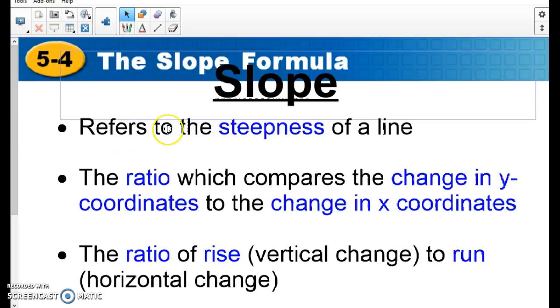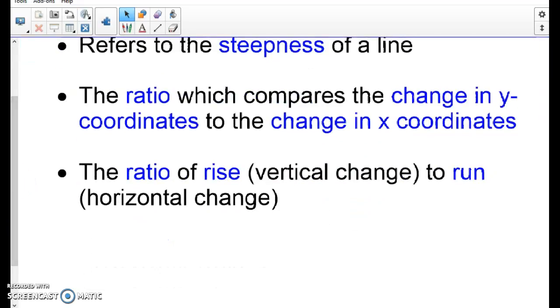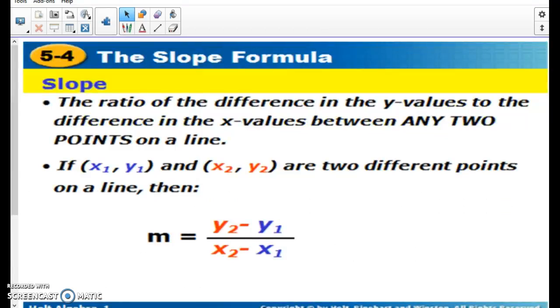So remember, slope refers to the steepness of the line, and the ratio or the fraction in which we compare slope is the y coordinate on top over the x coordinate, and we call it rise over run. So how much we're going to go up and down first versus how much we're going to go left to right first. Okay, and this is our big formula for today.